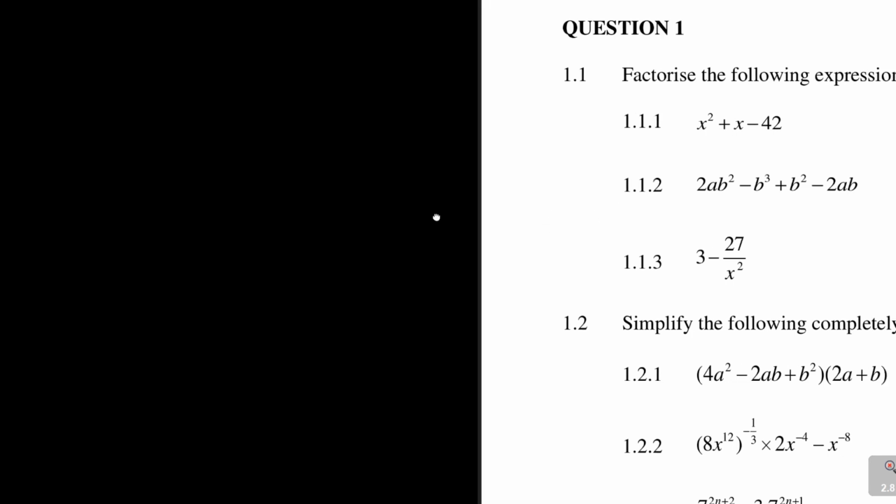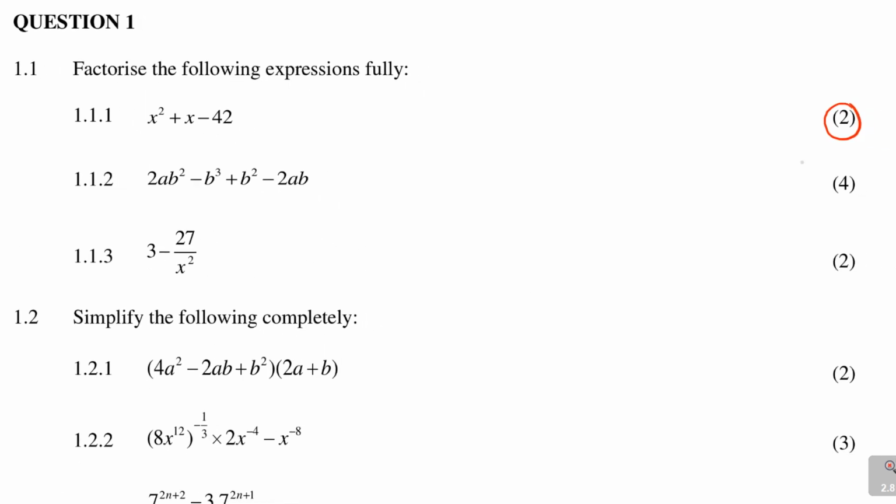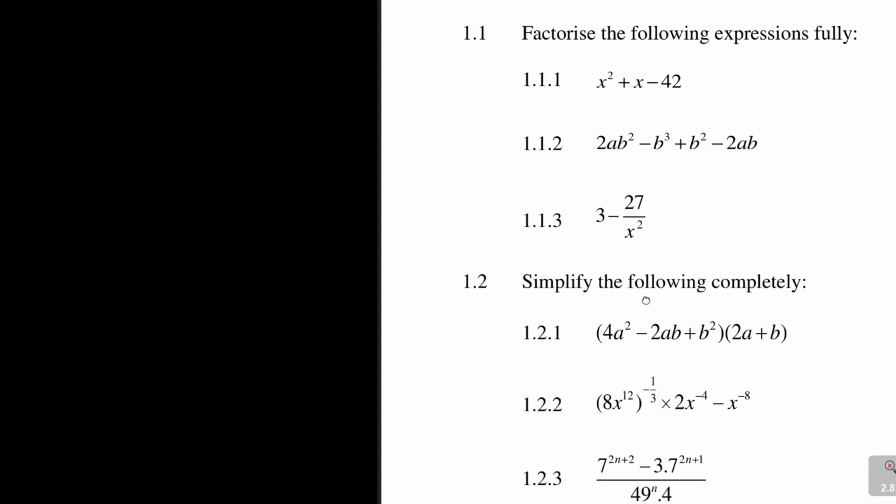Let's look at the next one. The next one is 4 marks. How can you get these 4 marks? I don't know why they made it 4. It means there's a little bit of working which you needed to do there, which is 1.1.2.